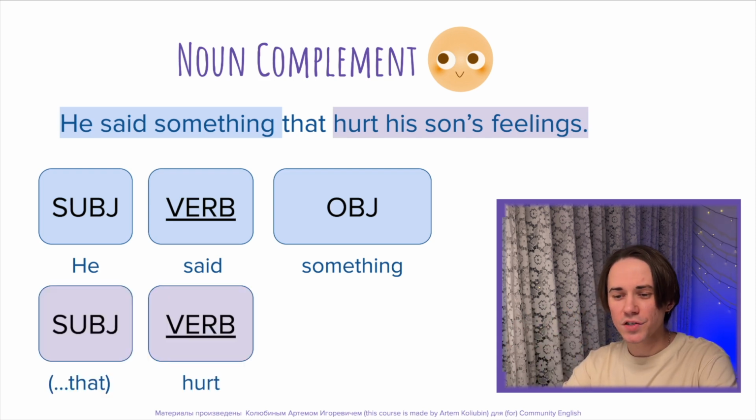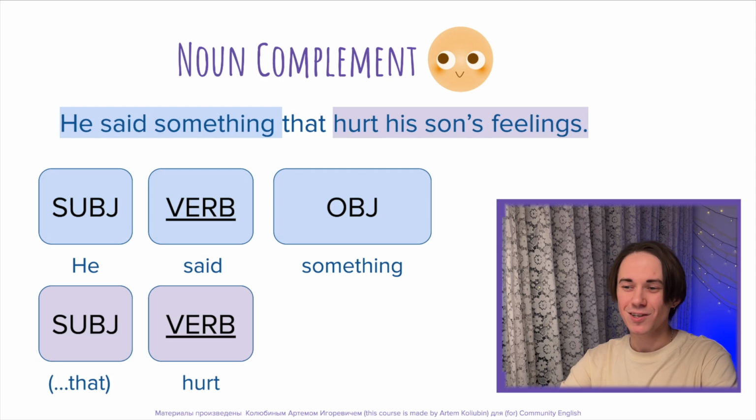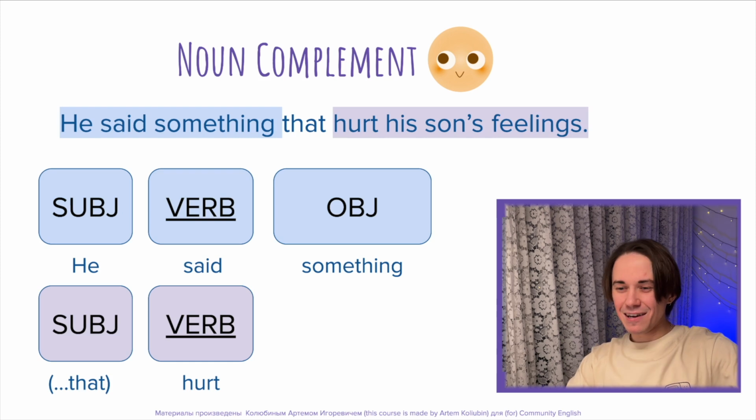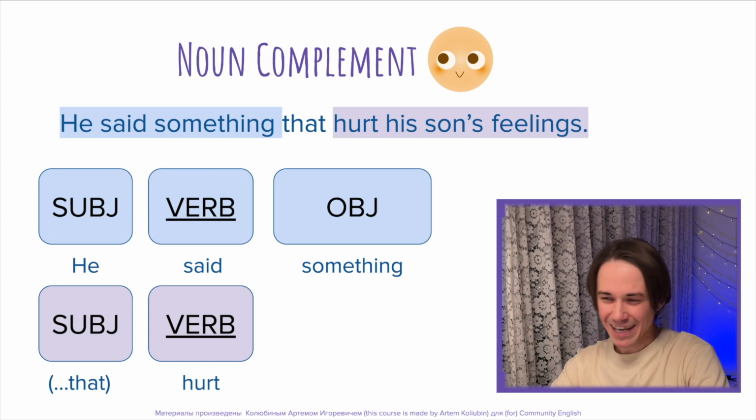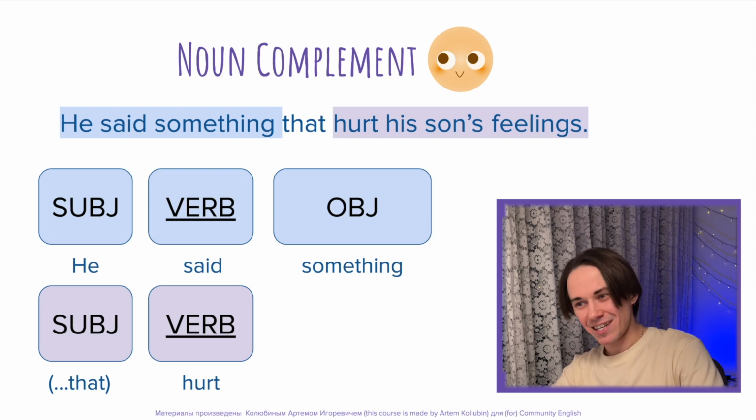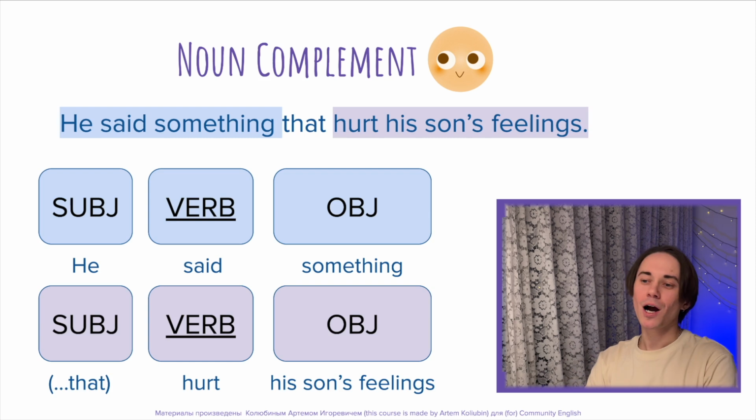And again, here we have that as the subject. He said something, and something hurt his son's feelings. So something is the doer, hurt the activity, his son's feelings. It's something that gets this activity. So the same: I hate my cat. The same idea, right? So that's the noun complement.